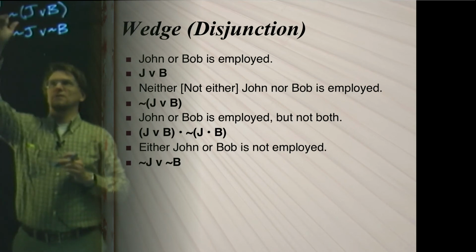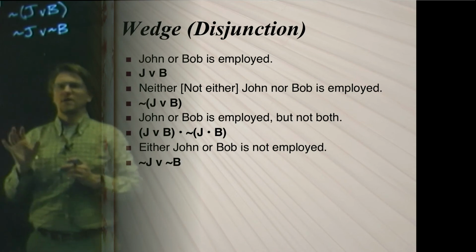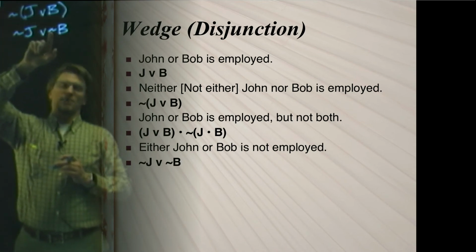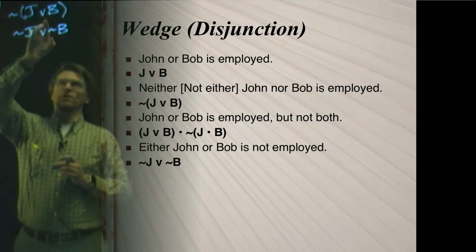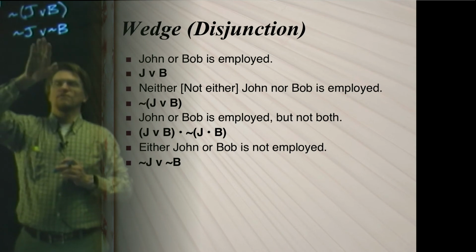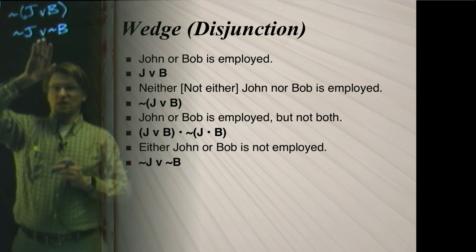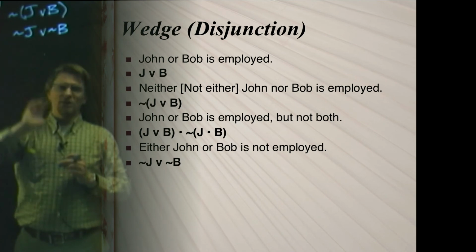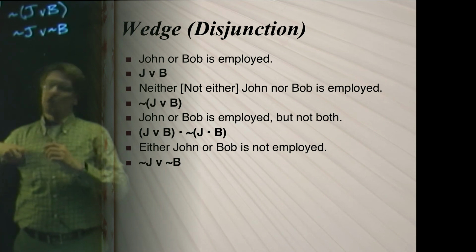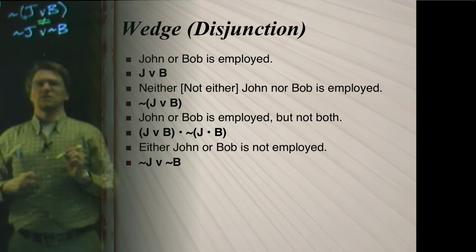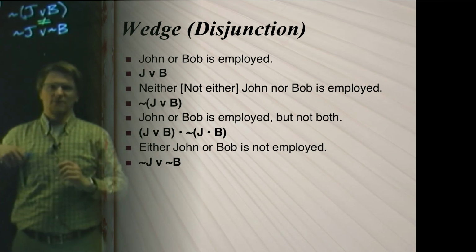Notice something. As I've written these two here, you can compare them side by side. The top statement here again says neither John nor Bob is employed, right? This says neither one is employed. John doesn't have a job and Bob doesn't have a job, given this top statement. The second statement here, though, when we say either John or Bob is not employed, that actually allows for one of them to have a job. So once again here, what I want you to notice is that these two statements don't mean the same thing. They're not equivalent. They have different meanings.